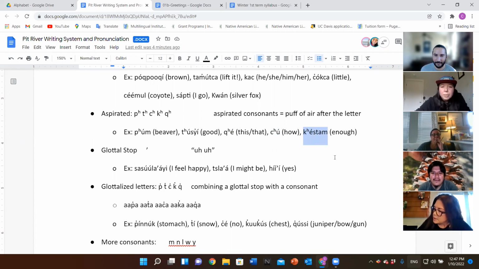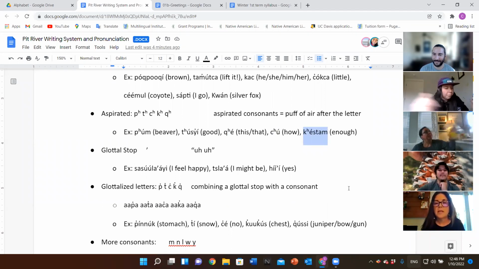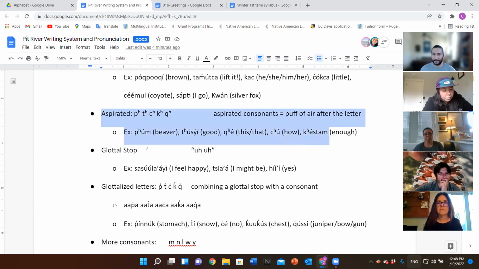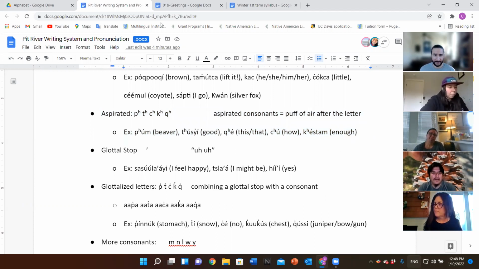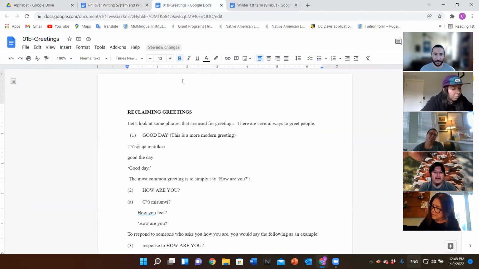And then here we have Kestum. It's an aspirated K. Letty, Kestum. Kenwa, Kestum. Chris, Kestum. And Lisa, Kestum. Any questions on these ones? No, good. These ones are pretty straightforward.